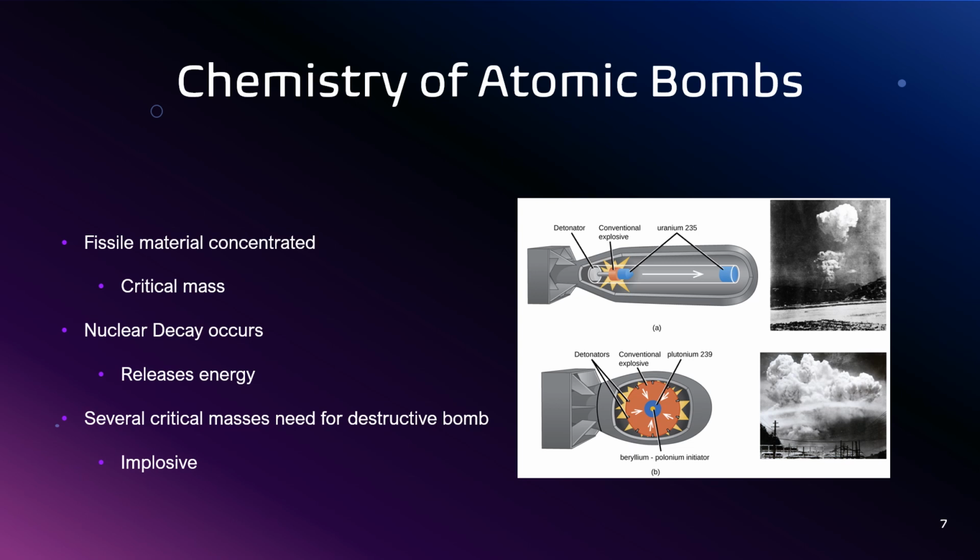In order to achieve this, we use implosion. If we look at the bottom picture here, we have a guided explosion on the outside that sends these separate masses together, and this in turn increases the density of the uranium or plutonium in the center here, which creates the critical masses needed for the larger nuclear explosion.